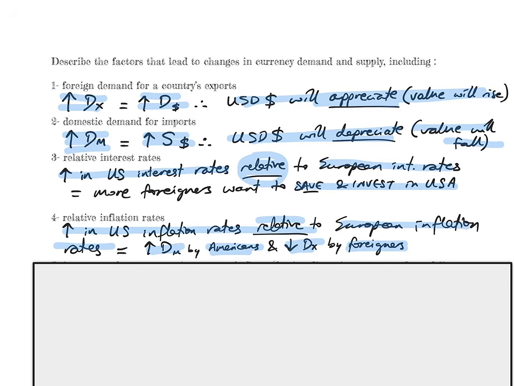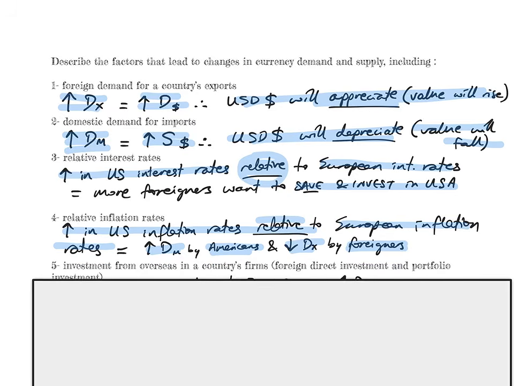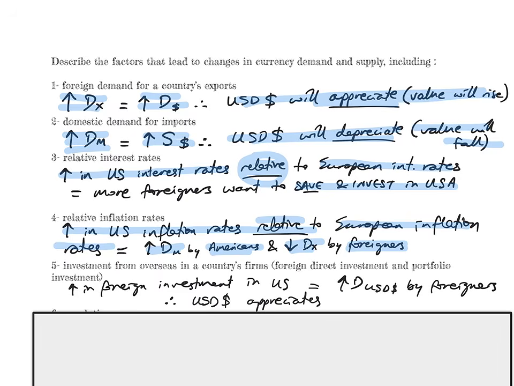If inflation rates are lower relative to European inflation rates, more foreigners will want American goods and services, and Americans will not import as much, which again would cause the value of the currency to appreciate. The next factor in the IB economics syllabus is investment from overseas countries. If more foreigners come and invest in the United States, whether it's foreign direct investment like multinationals or portfolio investment like stocks and shares and bonds, the demand for the US dollar by foreigners will increase, which will cause the US dollar to appreciate, and the opposite is true.